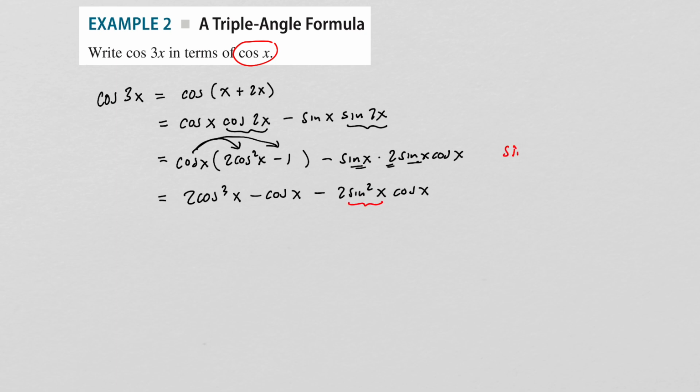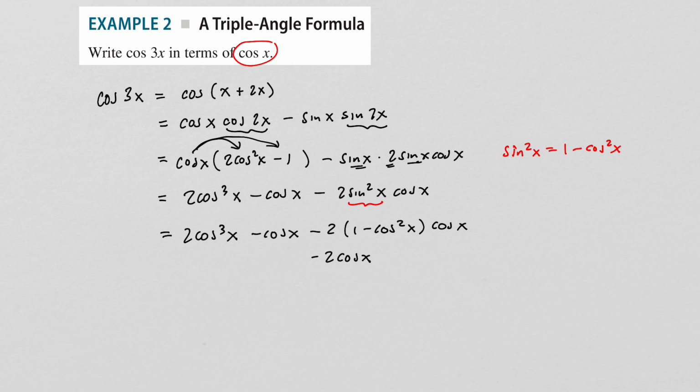But let's remember from the Pythagorean identity, sine squared is equal to 1 minus cosine squared. So if we make a little substitution here, and then multiply everything out. So here we have negative 2 times 1 times cosine. That's going to be negative 2 cosine. And then we have negative 2 times negative cosine squared times cosine. That's positive 2 cosine cubed.